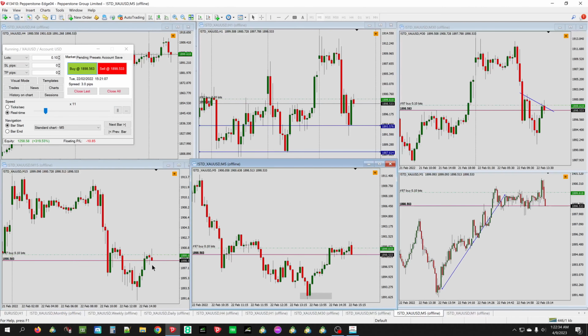This is my last trade for the day. I am planning to hold this trade till the 1910 area, but it also depends upon price action, what price action is presenting me.